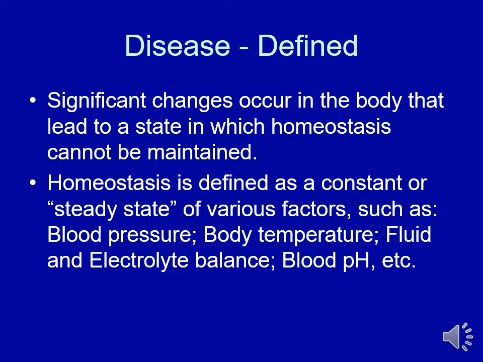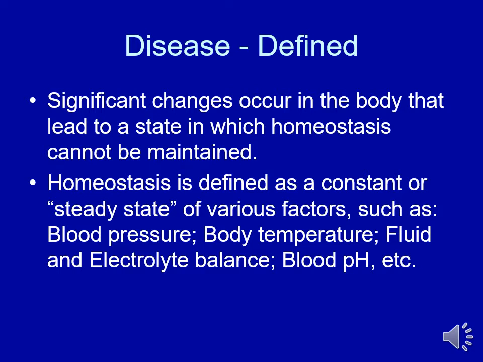So when we talk about homeostatic imbalances, we're usually referring to a disease state. And that word homeostasis is defined as a constant or steady state. And there's some things that we've talked about in anatomy and physiology that have a range that's acceptable. Things like blood pressure, body temperature, fluid and electrolyte balance, blood pH. Remember, we mentioned blood pH being 7.35 to 7.45. So as long as you're within this acceptable range, then it's okay.